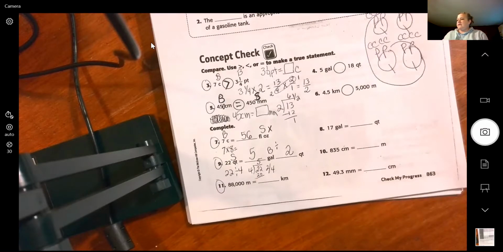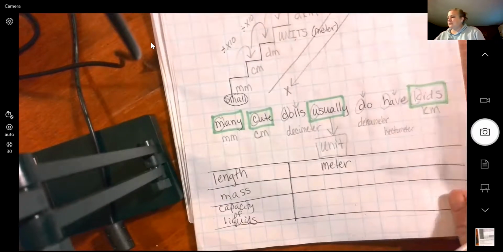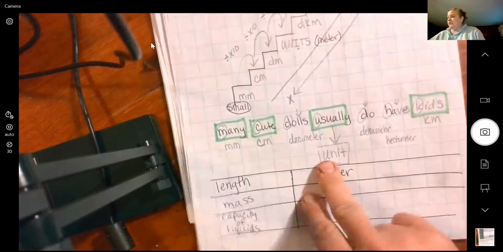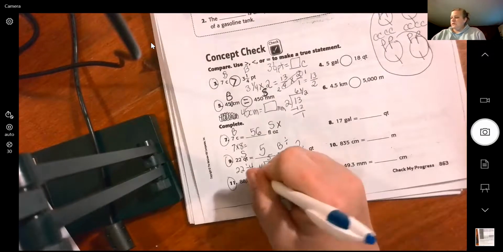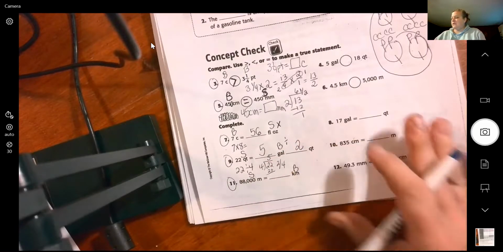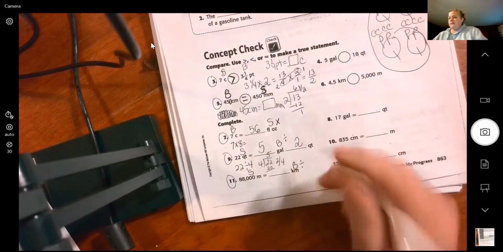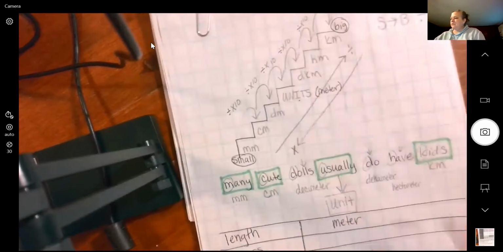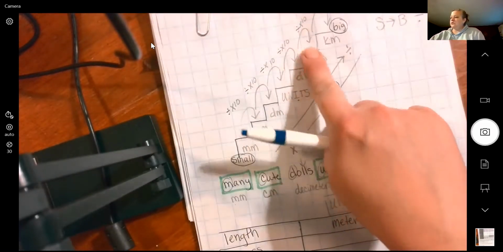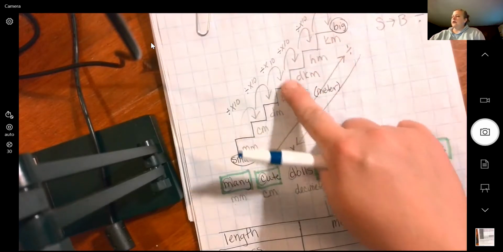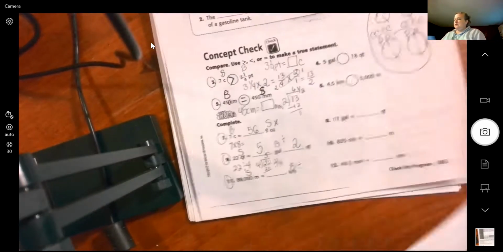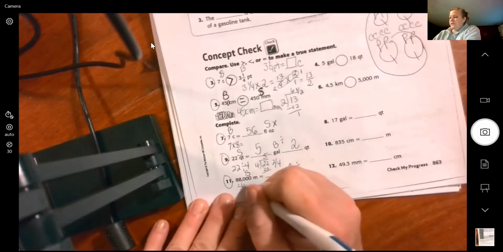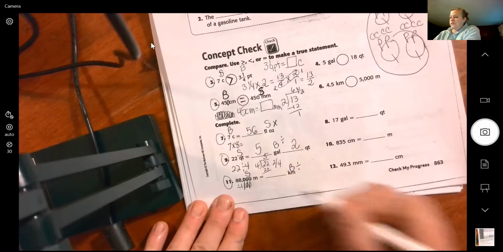All right, the last one on this page. We're going meters to kilometers, small to big, which means we're going to divide. Now we got to find our steps. 1, 2, 3, 10, 100, 1,000. We're going to divide by 1,000. We can just use our zeros trick.